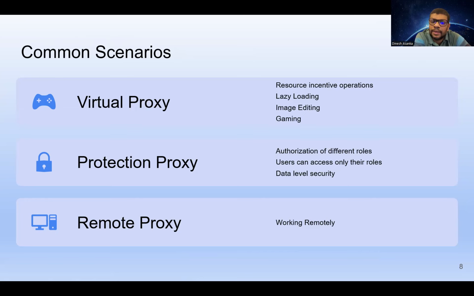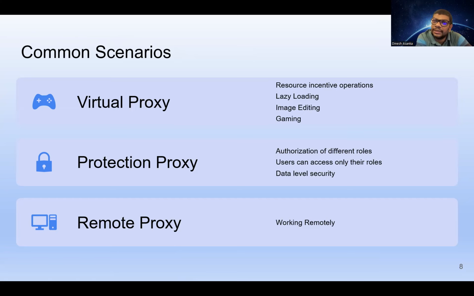Protection proxy. Authorization of different roles. Remember, we discussed security during our previous semester. In the previous semester, we discussed security mainly in two layers: authentication and authorization. Authentication is verifying the user is who they claim to be. Now, authorization is providing the necessary roles and necessary data-level access to the authenticated user. Typically, this will be done through a proxy object.